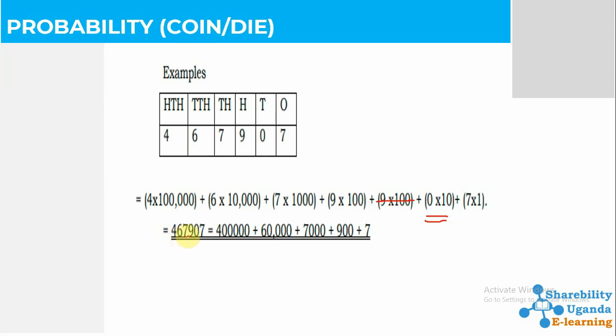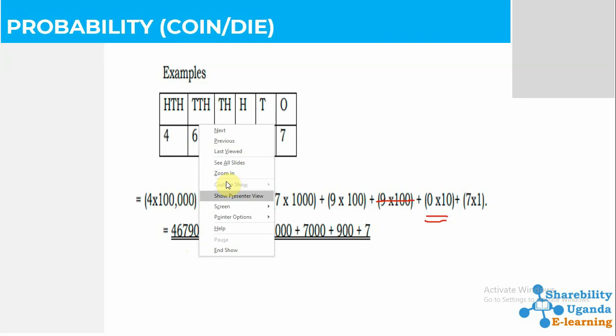In total, they will give you 467,907. So in simple terms, that's how we can easily solve these numbers that are given in digits.